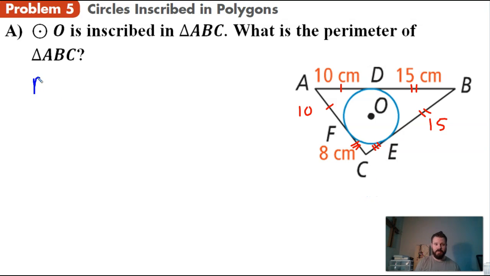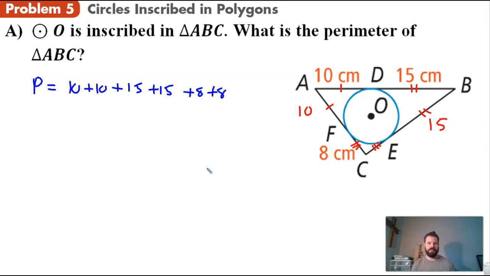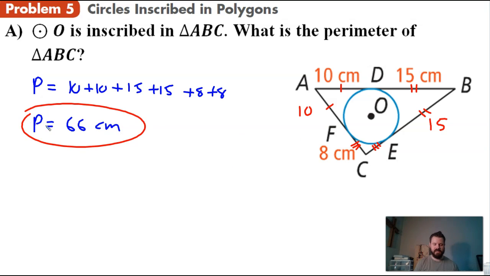So my perimeter then is pretty simple. We'll just say P is equal to 10 plus 10 plus 15 plus 15 plus 8 plus 8. So what do we have here? 30, 40, 50, 58, 66. So we can say our perimeter is 66 centimeters. Last question, problem 5, part B is the same idea. I want you to pause the video, work through that problem, then hit play to check your answers out.